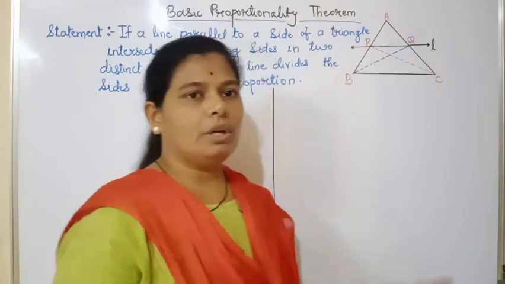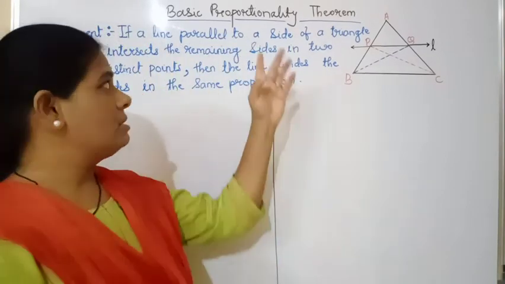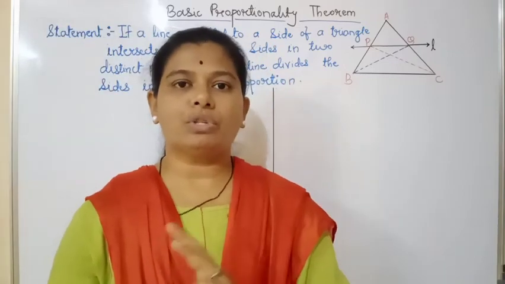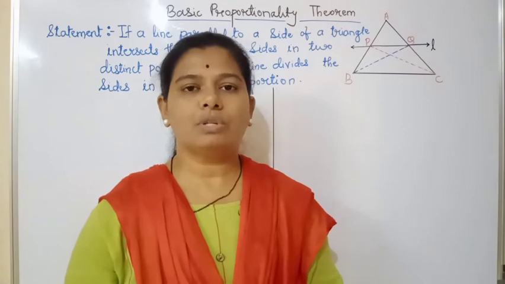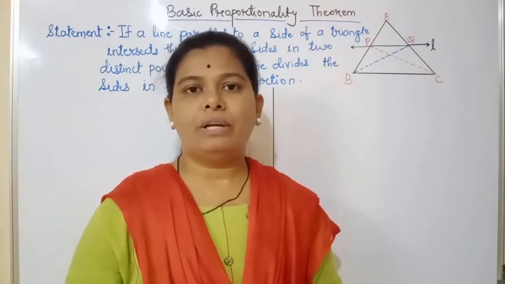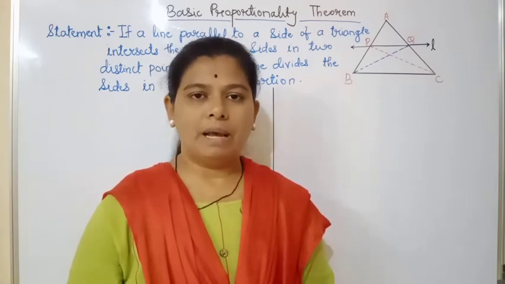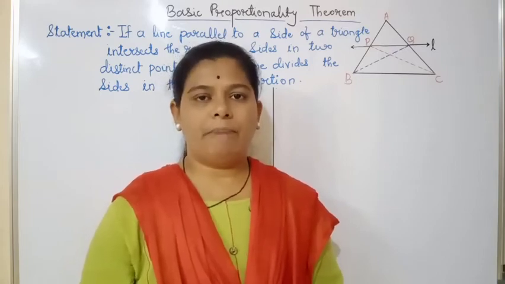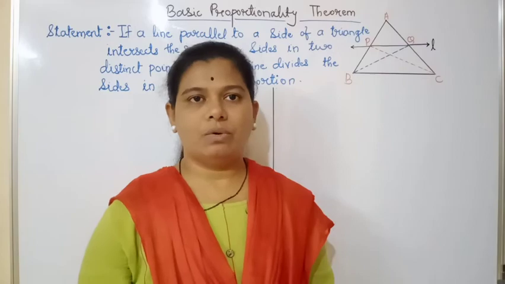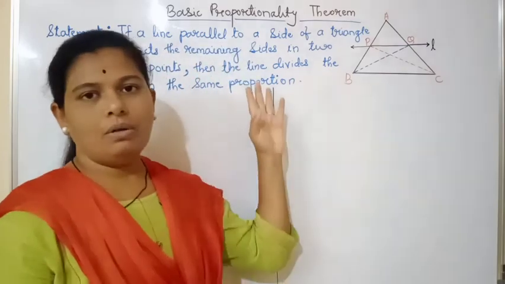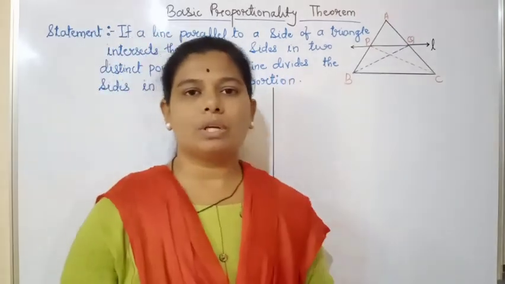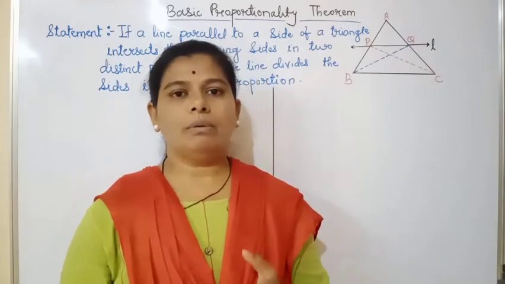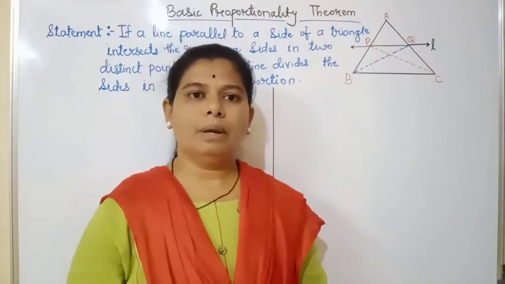So here I have written one theorem, that is the basic proportionality theorem. Today we are going to study three theorems: the basic proportionality theorem, then the angle bisector theorem, and the third theorem is parallel lines and their transversal. So first of all, the first theorem which we are going to study is the basic proportionality theorem. In short, it is also called the BPT theorem.